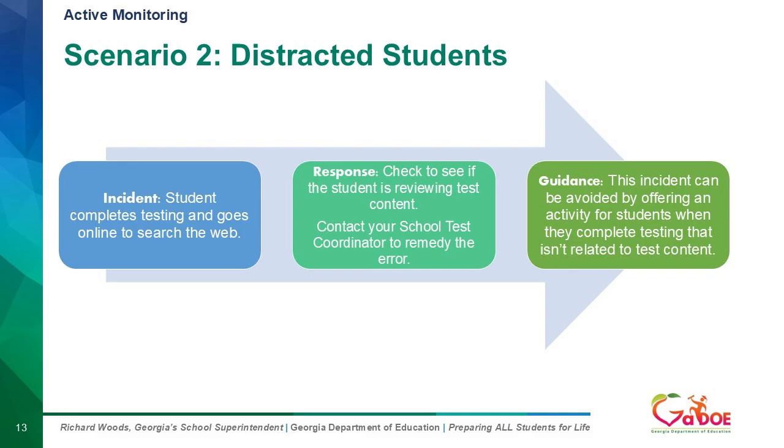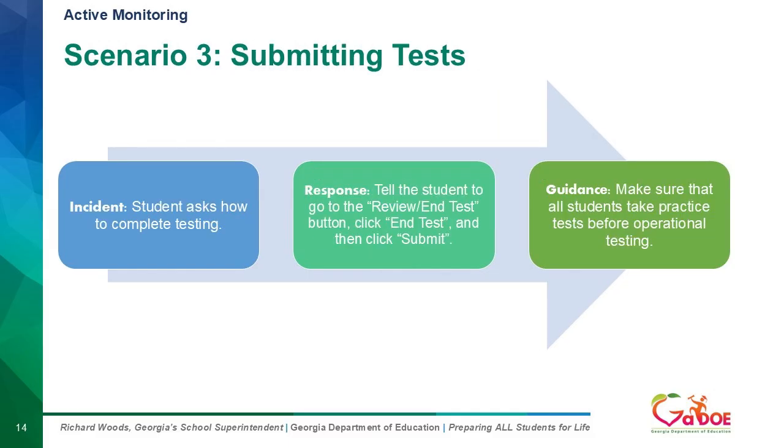The examiner should check to see if the student is reviewing test content and contact their test coordinator. Examiners should have a plan to offer students an activity not related to the test content for when they finish testing. If a student asks how to complete testing, the examiner should tell the student to click Review/End Test, choose End Test, and then click Submit. All students should learn how to properly submit tests using practice tests before operational testing.